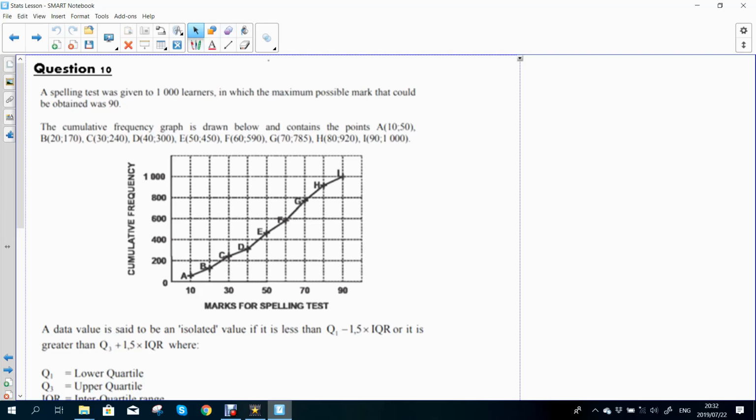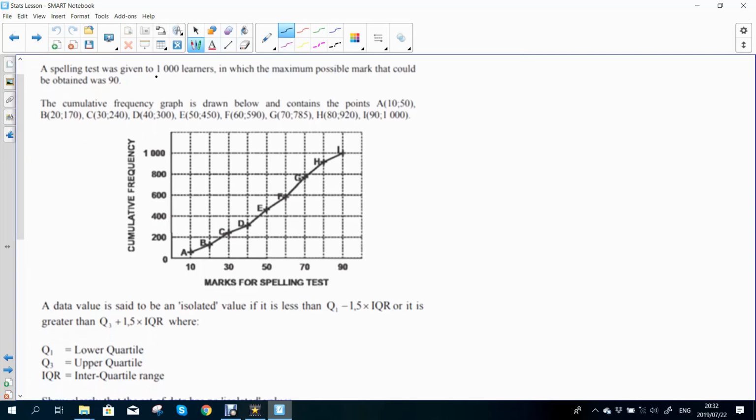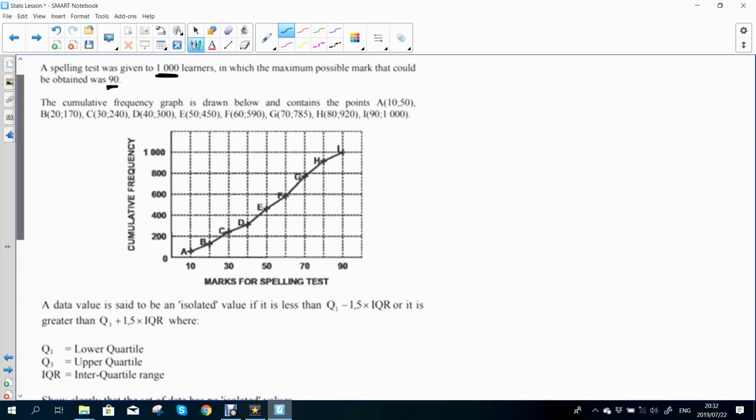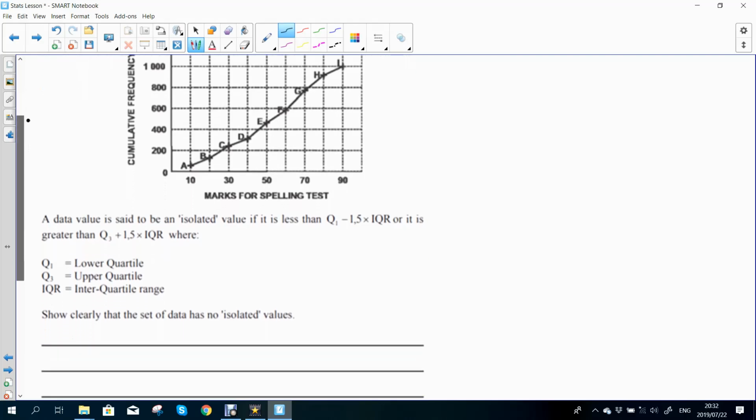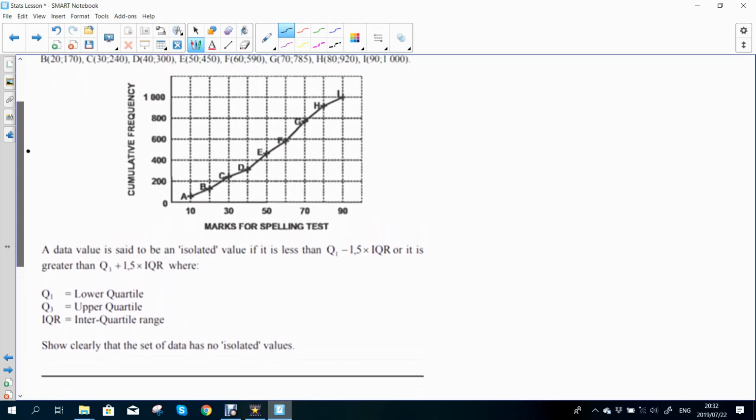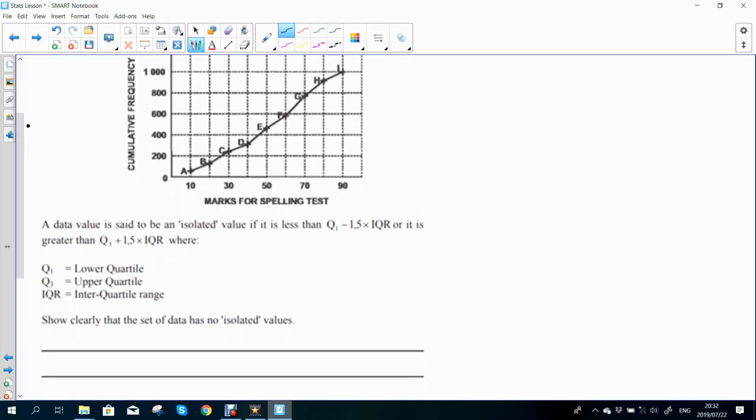Question 10. Question 10 says a spelling test was given to 1,000 learners. Okay, so that's my total, in which the maximum possible mark that could be obtained was 90. And it gives you a few plotting values for your cumulative frequency, and then it gives you the ogive curve. And then it says a data value is said to be an isolated value if the following is true. So if it's less than the lower boundary, so we call this the lower boundary, and we call that the upper boundary.